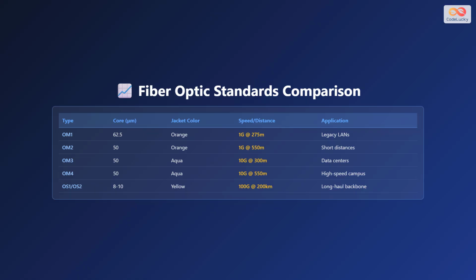over 550 meters. Optical Mode 3, or OM3, uses a 50 micrometer core with an aqua-colored jacket, supports 10 gigabit per second over 300 meters, and is commonly used in modern data centers. Optical Mode 4, or OM4, also has 50 micrometers, aqua jacket, and maintains 10 gigabit per second speed over 550 meters. Finally, OS1 and OS2 are single-mode standards with 8 to 10 micrometer cores, yellow jackets, and support speeds up to 100 gigabit per second over distances exceeding 200 kilometers for long-haul backbone networks.